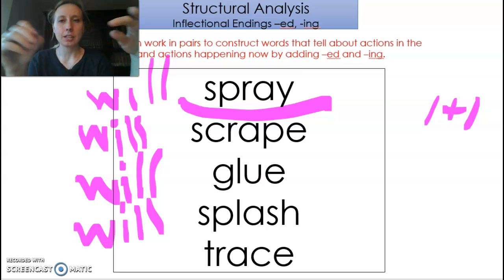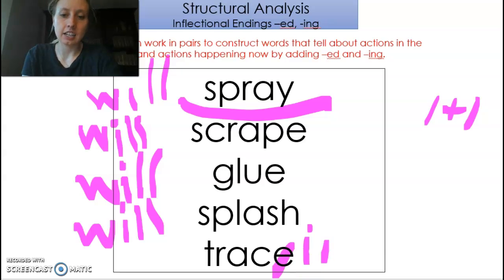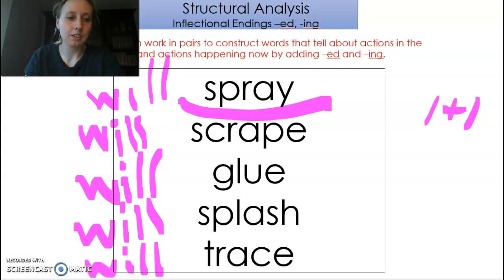Okay, last one for right now. Trace. If I trace something, I'm copying it, writing it down. Okay, let's put it in the past. Now we don't have to add an e here because it already has an e. So traced would be in the past. Happening right now, cross off the e, add ing, tracing. And last of all, if it's in the future, that's right, will trace. Put the will in front.